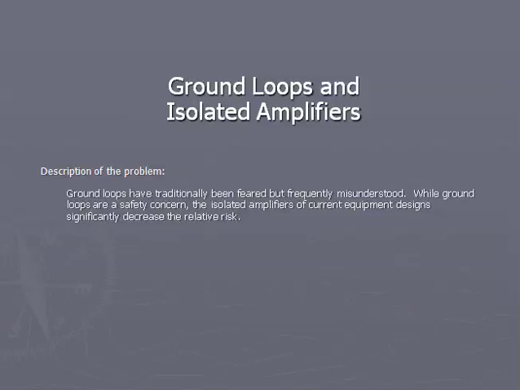Slide 38. Lastly, we will discuss ground loops and isolated amplifiers, because ground loops have traditionally been feared but frequently misunderstood. While ground loops are a safety concern, the isolated amplifiers of current equipment designs significantly decrease the relative risk. Slide 39. A basic review of the electricity from wall outlets is a good place to start.